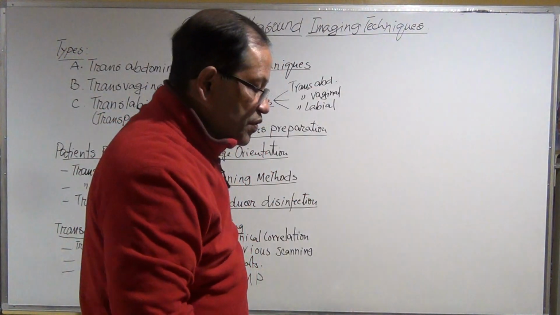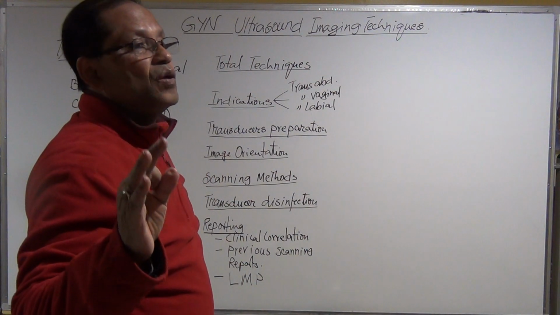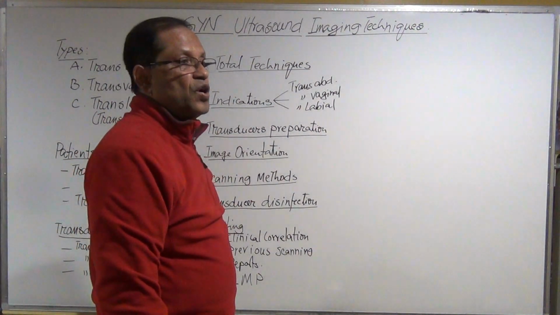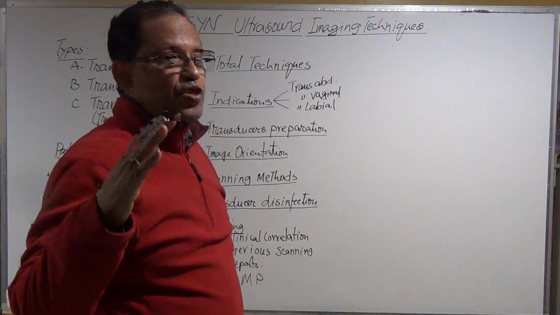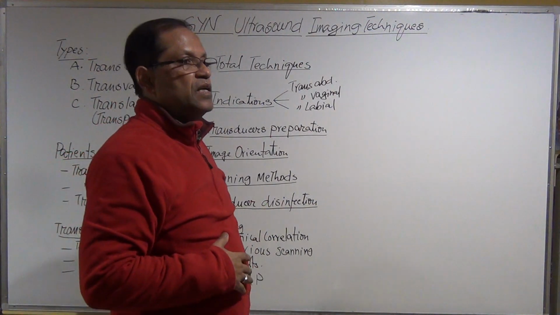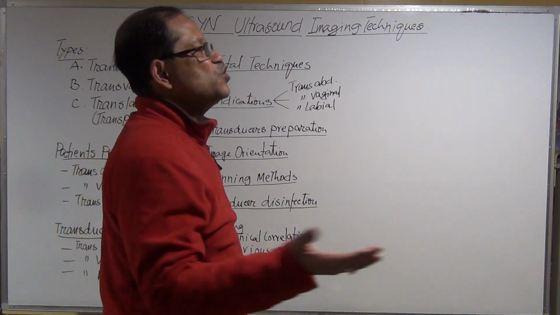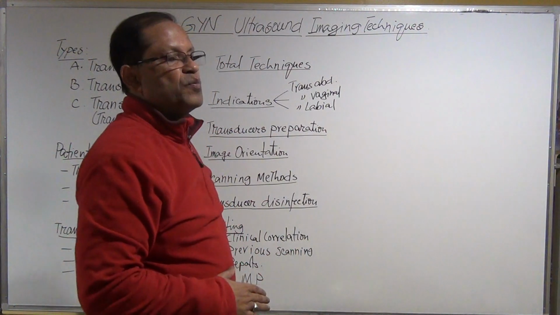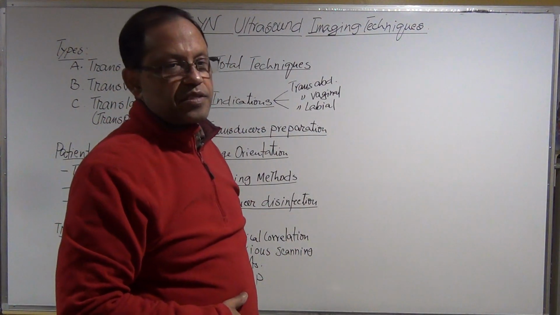And a full bladder will give you a very clean window, because the urine in the bladder causes a posterior enhancement. And you know, the enhancement is a brightness. There is no shadowing, so there is no chance of obscuring any posterior organs.